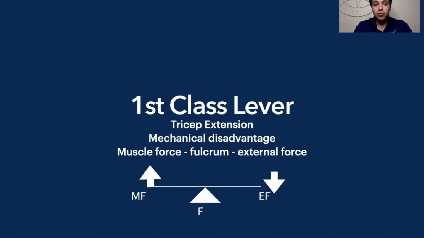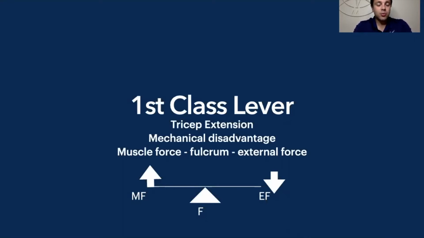How we determine if a lever has a mechanical disadvantage or advantage is looking at the moment arms of the muscle force and the moment arms of the resistive force. With the mechanical disadvantage, that means that the moment arm of the resistive force is greater than the moment arm of the muscle force. So again, that is why we have a mechanical disadvantage.